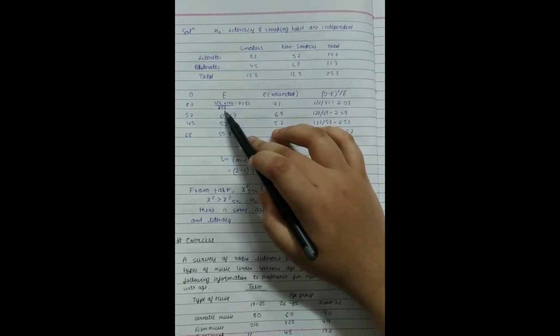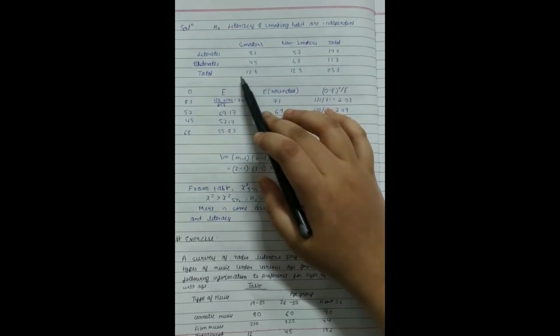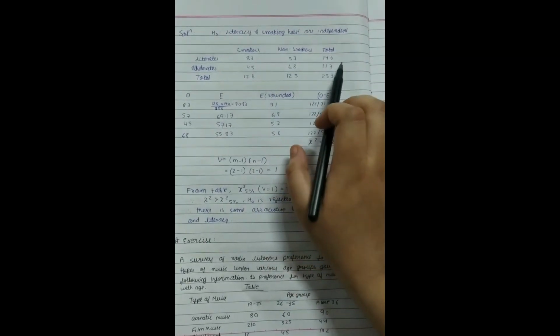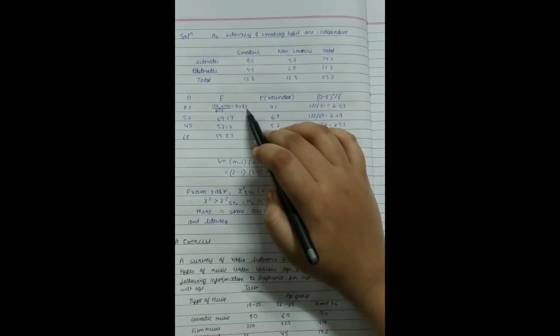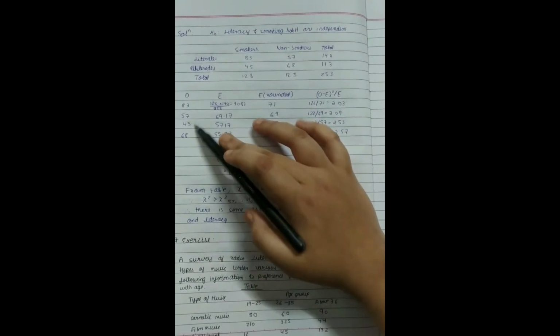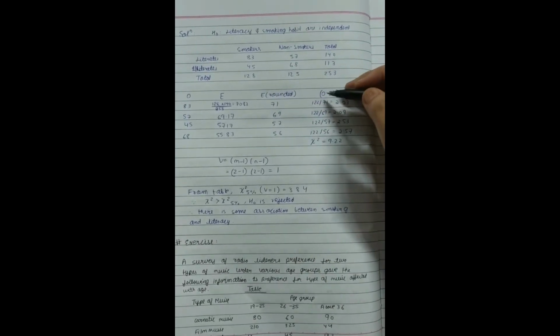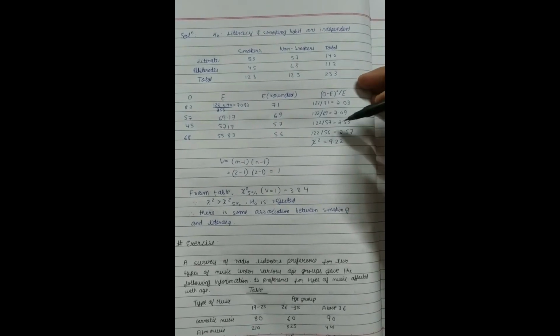128 by 253. Using the formula for the ith row, jth column, we have calculated 128 into 140 divided by total, that is 253. It would be 70.83. Similarly, we have done it for the other three characters, and we have rounded off, and then using the formula we have calculated the chi-square value, which came out to be 9.22.